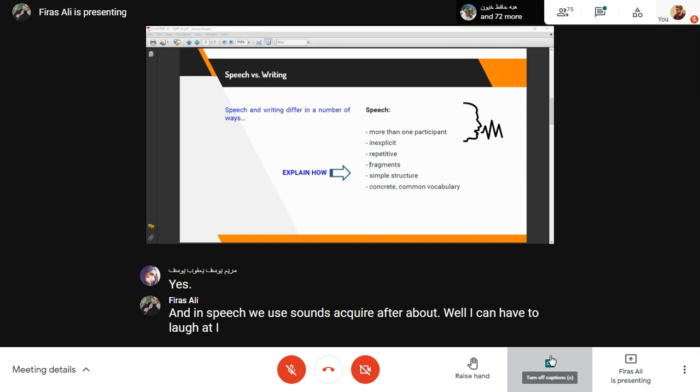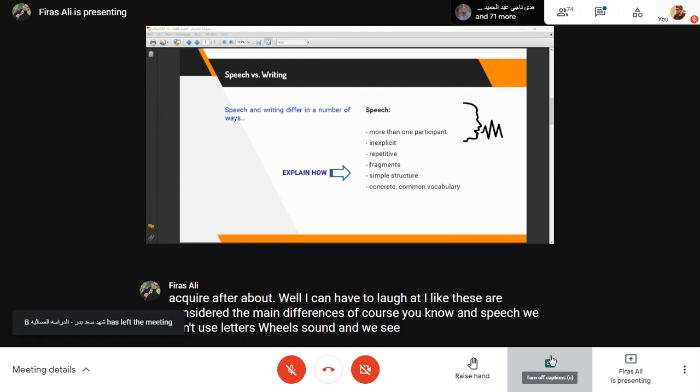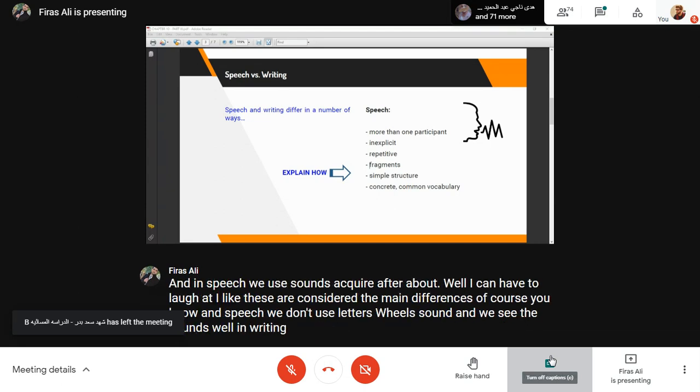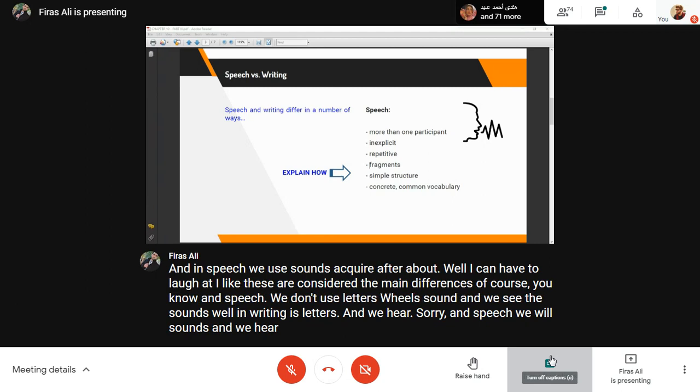Like these are considered the main differences. Of course, in speech we don't use letters, we use sounds and we hear the sounds. But in writing we use letters and we see the letters.